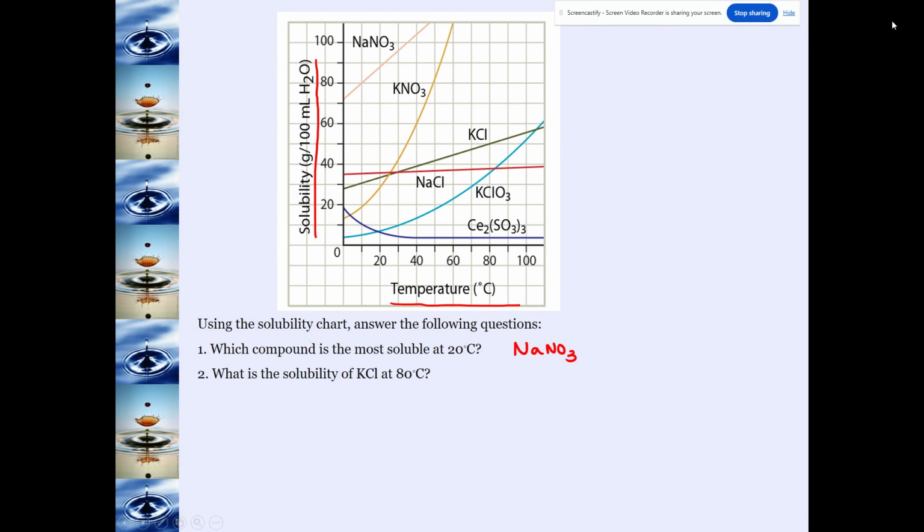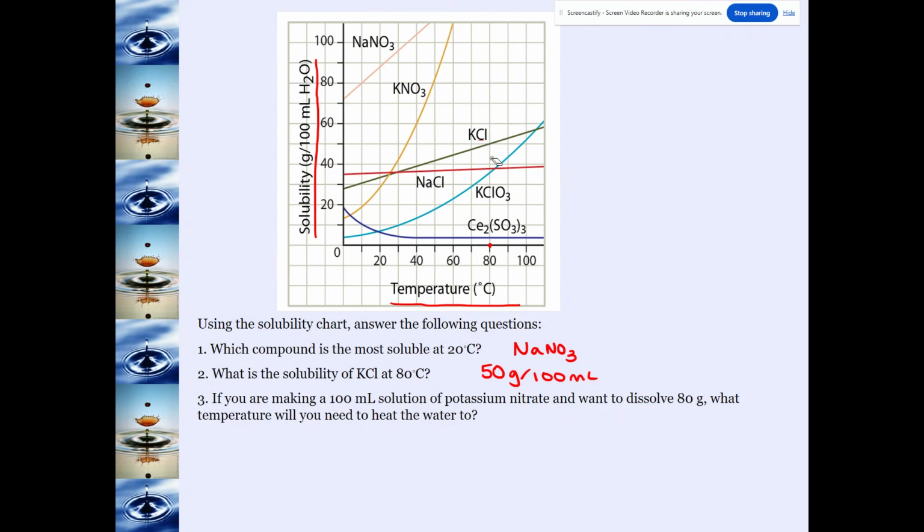Next question, what is the solubility of potassium chloride at 80 degrees Celsius? So this green line is my potassium chloride. I go to 80 degrees Celsius and then I read off the graph what the solubility would be. That would be 50 grams in 100 mL. That's the units again of the solubility: how many grams on this curve for 100 milliliters?